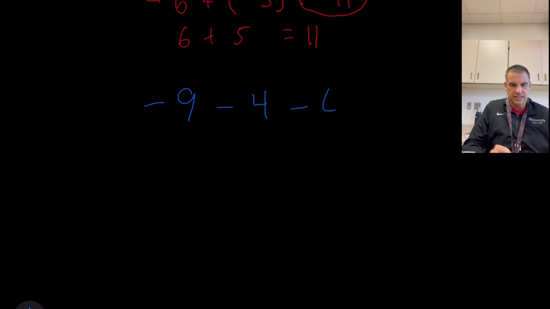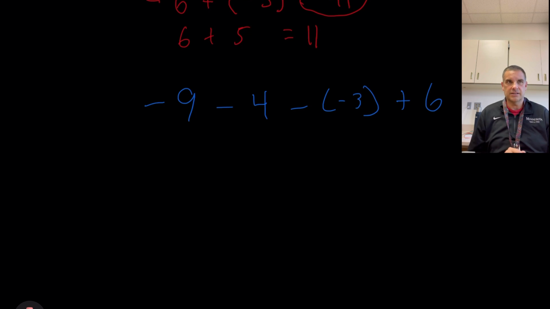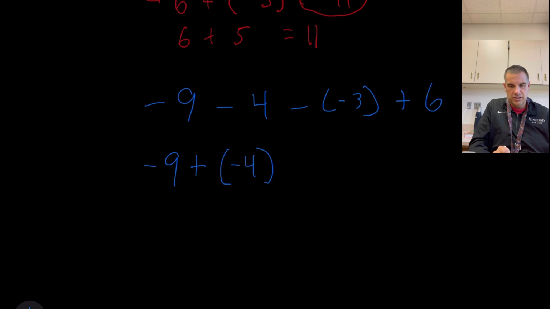Let's add another one in here and put minus negative 3 plus 6. Figure out what that is equal to. Well, because we've got a minus, we're going to leave the first one alone. So this is going to be minus 9. I'm going to change the minus to a plus sign, and I'm going to change the 4 to its additive inverse, which is negative 4. Again, I've got a minus sign, so I'm going to change that to a plus sign, and I'm going to make this the additive inverse of negative 3, which is just 3 plus 6.